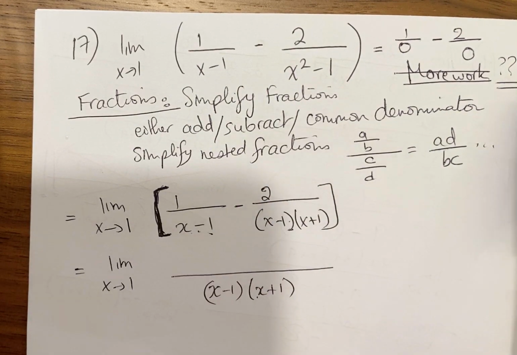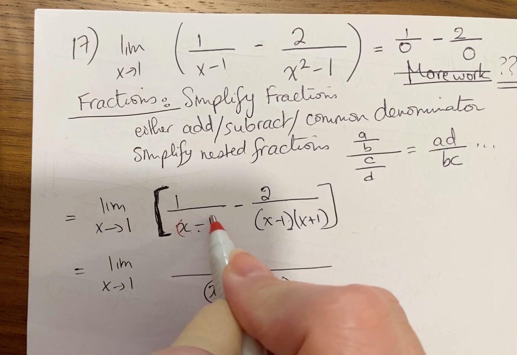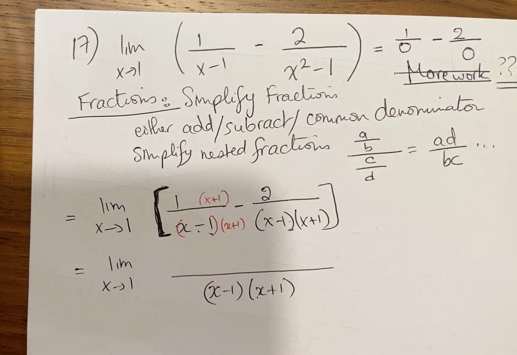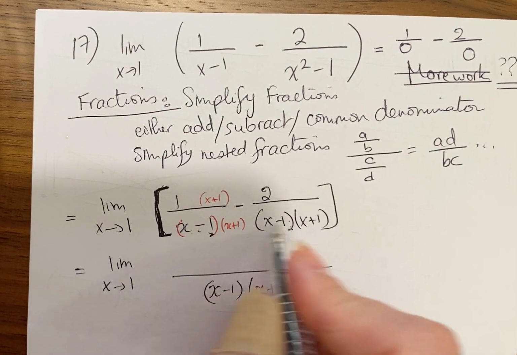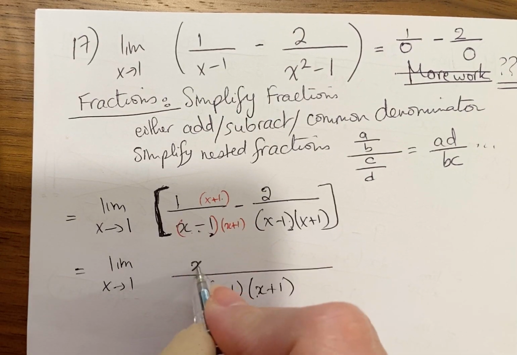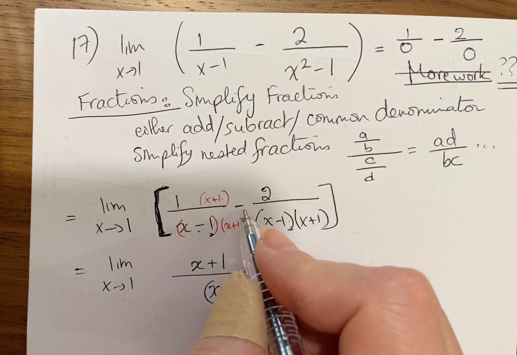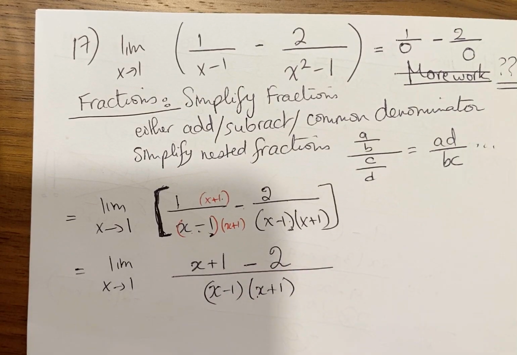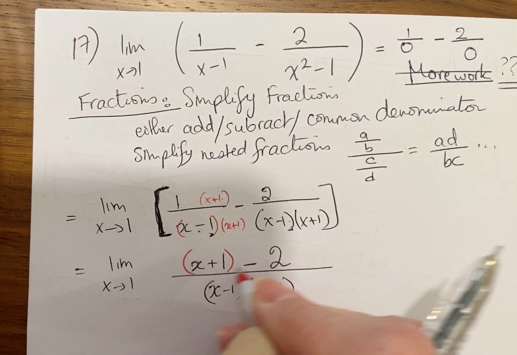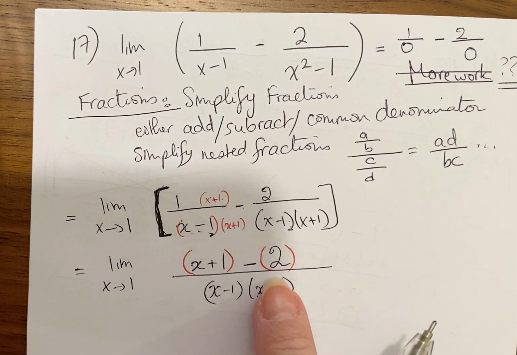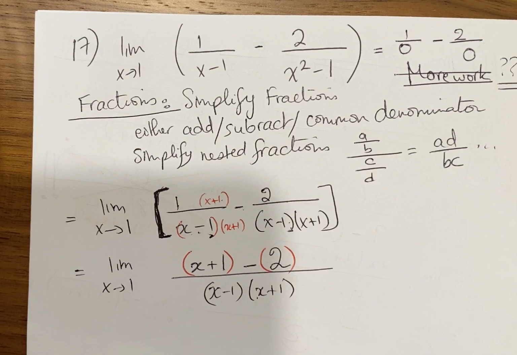This term has to be multiplied up and down by x plus 1 so that we can change it and have a common denominator that we're looking for. So this becomes 1 times x plus 1 minus 2. Here I, again, insist that you use brackets. x plus 1 here minus 2 in brackets.